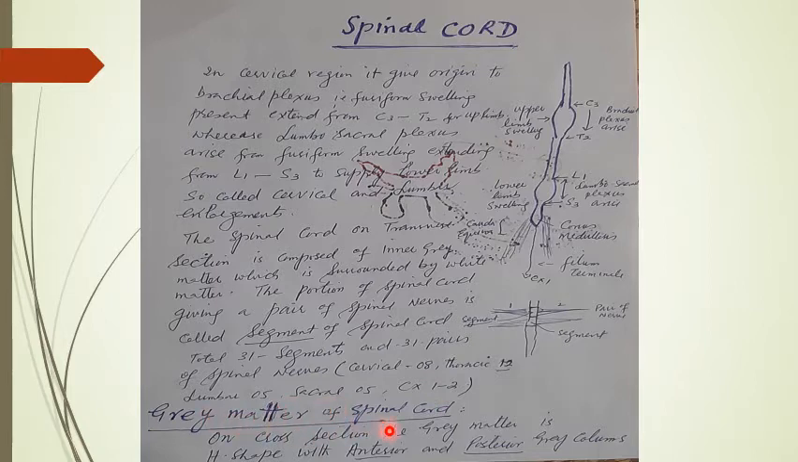Gray matter of the spinal cord on cross section. The gray matter is H-shaped with anterior and posterior gray columns.